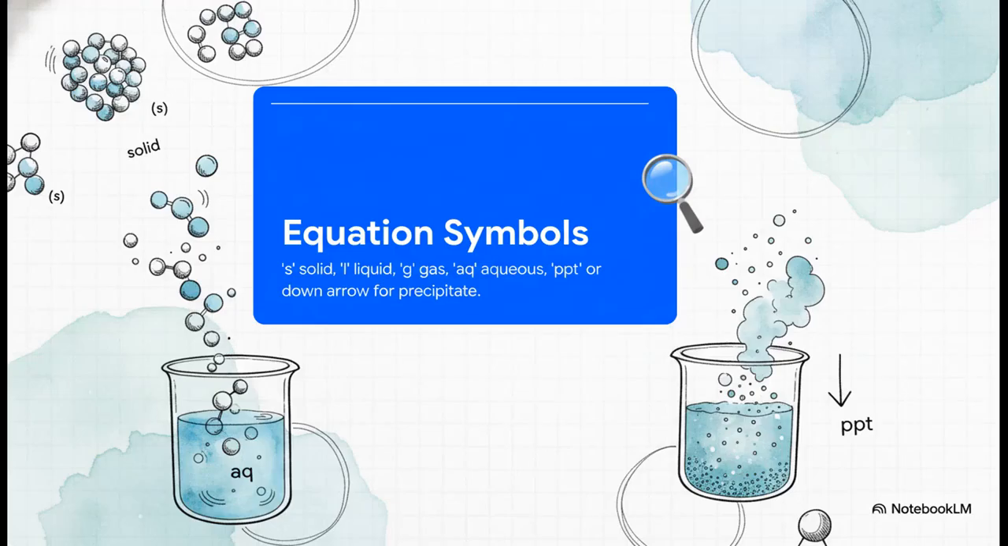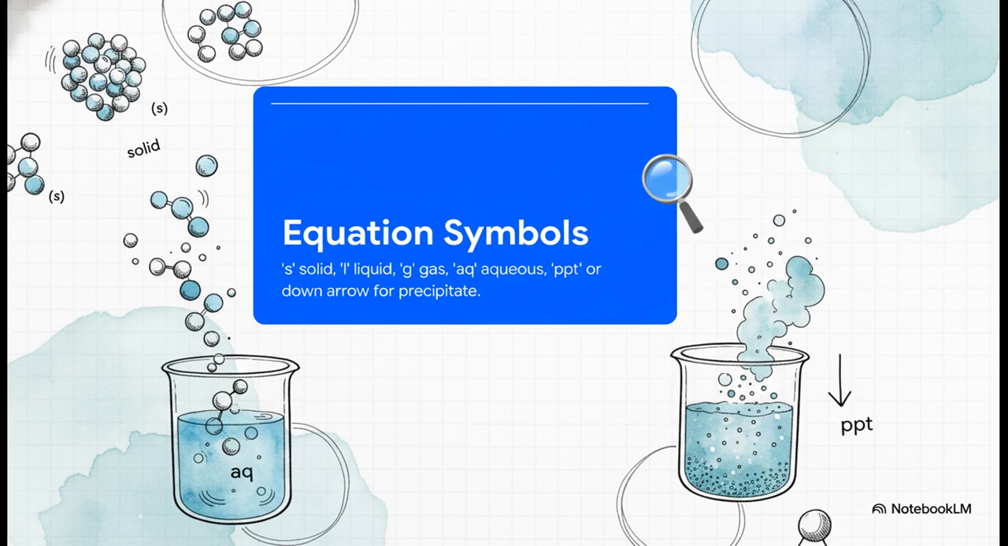So at its core, a chemical reaction is really just a process where a completely new chemical is born. You've got your original ingredients, we call those reactants, sitting on the left side, and they transform into brand new products on the right. Now, when you look at these equations, you're always going to see these tiny little letters in brackets. It's basically the secret code of chemistry.